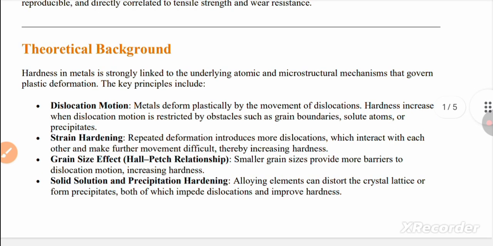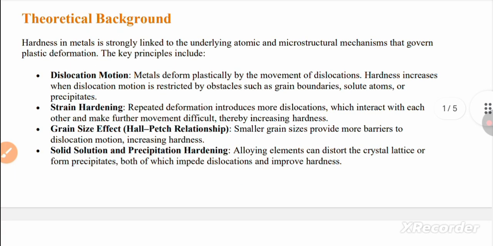Strain hardening. Repeated deformation introduces more dislocations, which interact with each other and make further movement difficult, thereby increasing hardness. Grain size effect, the Hall-Petch relationship. Smaller grain size provides more barriers to dislocation motion, increasing hardness.